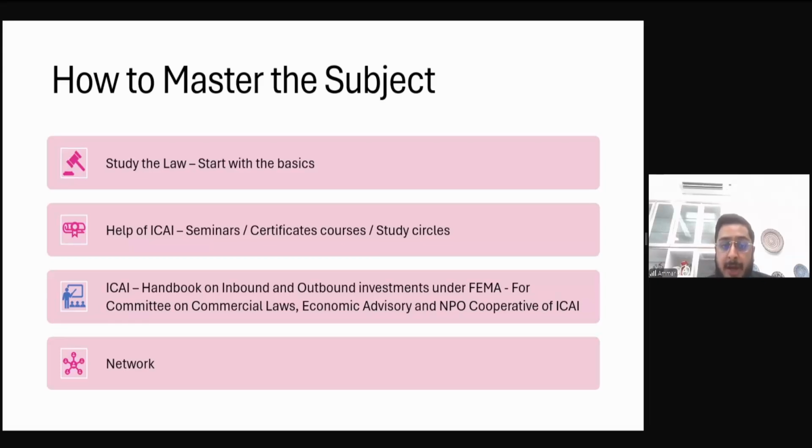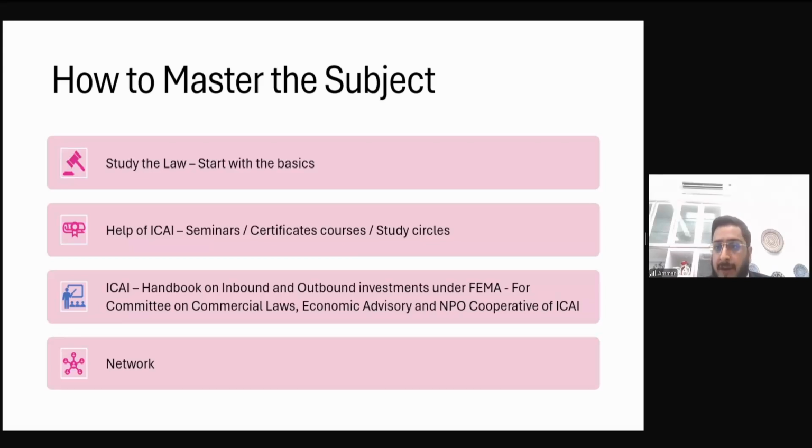ICAI is conducting a lot of seminars, and a lot of certificate courses have been done. ICAI is helping us and has made tremendous efforts in helping us understand this law, especially the Committee on Commercial Laws, Economic Advisory, and NPO Cooperative of ICAI. The seminar has been organized by them, and a certificate course also. So ICAI has taken a great initiative to educate us about the allied acts other than the Income Tax Act and Companies Act, and we are very thankful to ICAI for that.